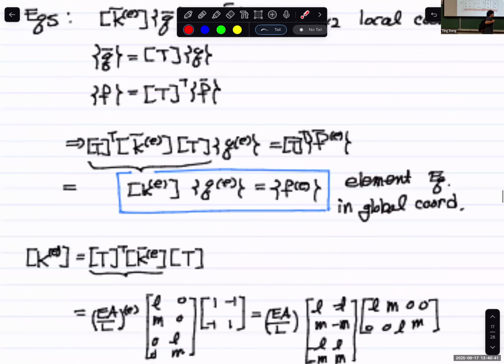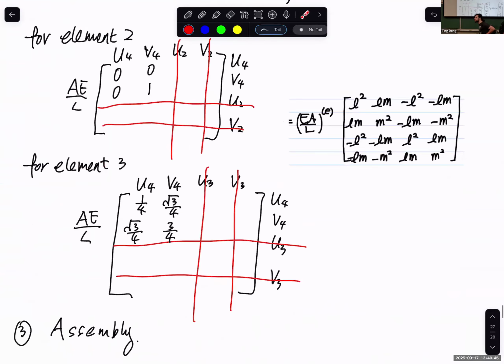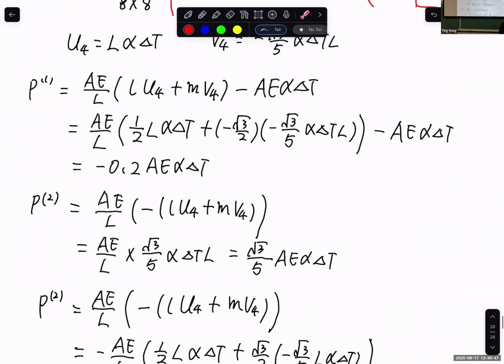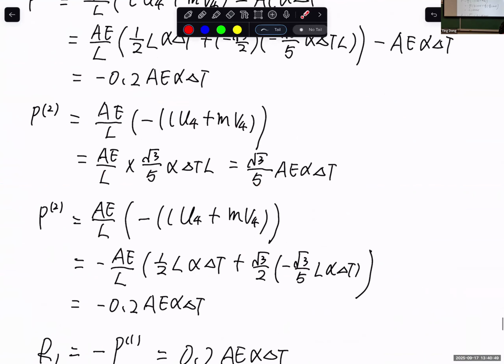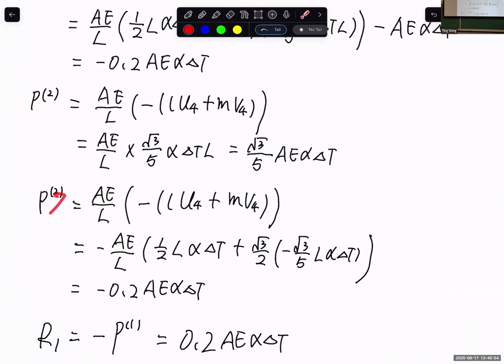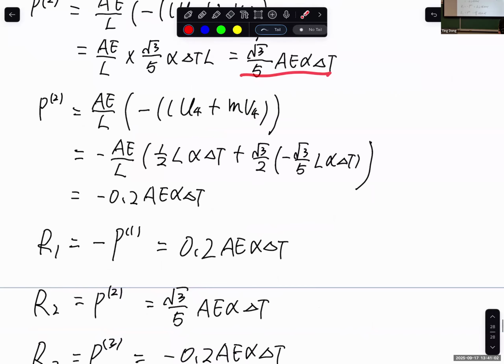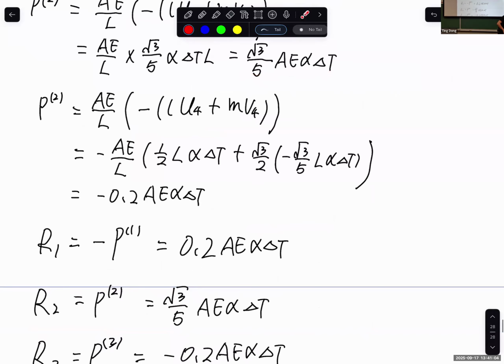Let's move back here. This one, the element force is calculated here in the previous step. Oh, this is the element 3. Makes sense or not? We calculate this element force first, and then we calculate reaction force. Is that what the question asks? Yeah.